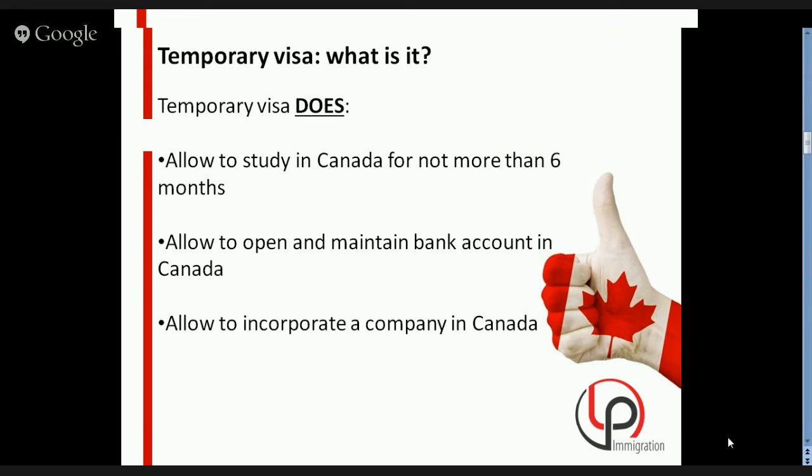Moreover, a TRV holder can buy or establish a company in Canada, and despite the fact that a temporary visa to Canada does not allow you to work here, it nevertheless does not prevent you from owning a business, from owning real estate, for example, buying a house, investing in real estate. Investing in purchasing Canada is absolutely allowed on the TRV temporary resident visa.